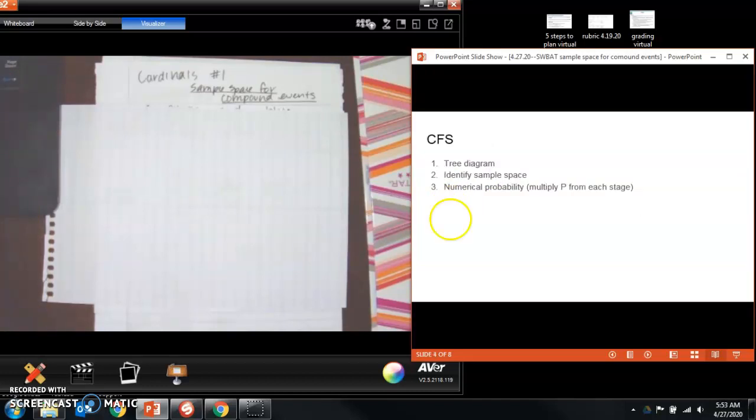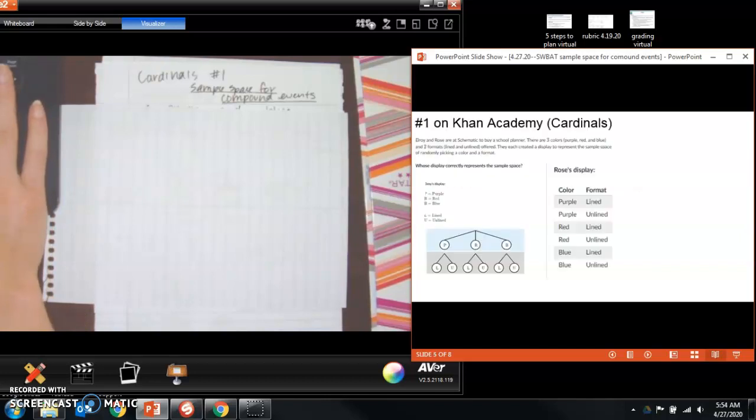Okay, criteria for success. When approaching problems with tree diagrams, the first thing you should do is create your tree diagram with your different events. Then you should identify the sample space, so create a list, and then finally create the numerical probability. Now, your Khan Academy assignment will not ask for the numerical probability today, but it will on Thursday. So that's why you're practicing today.